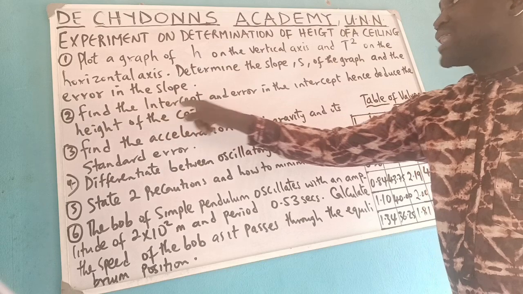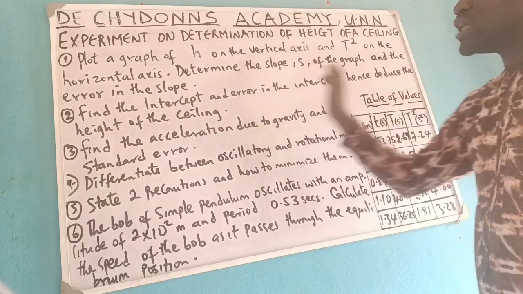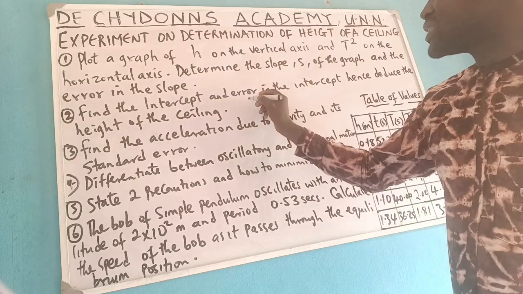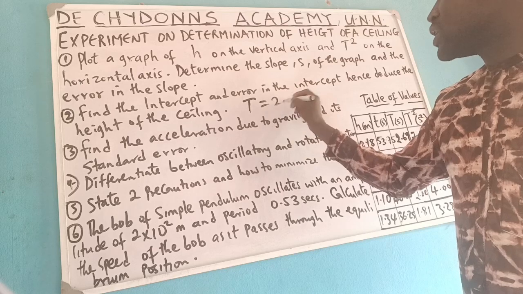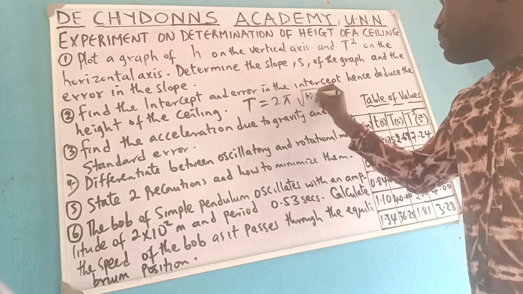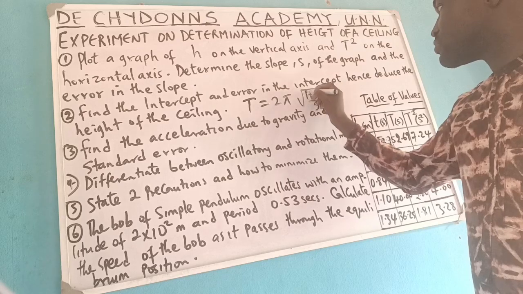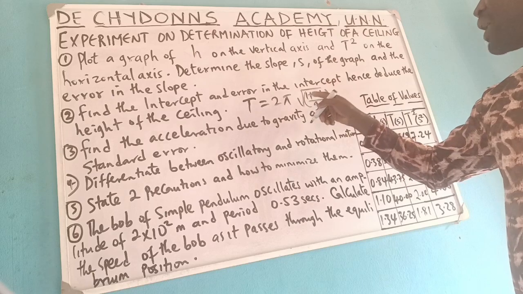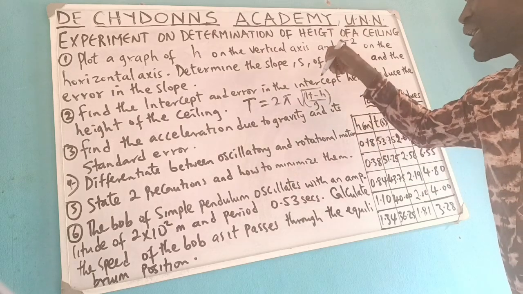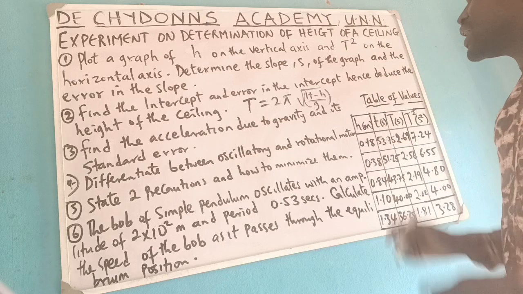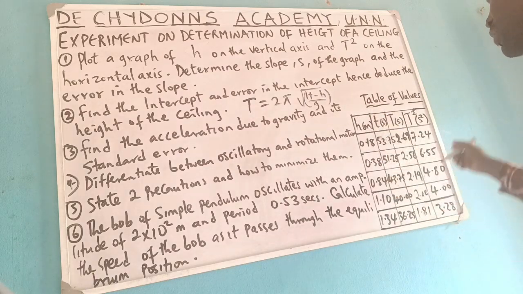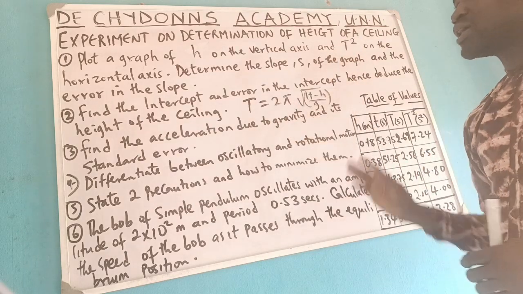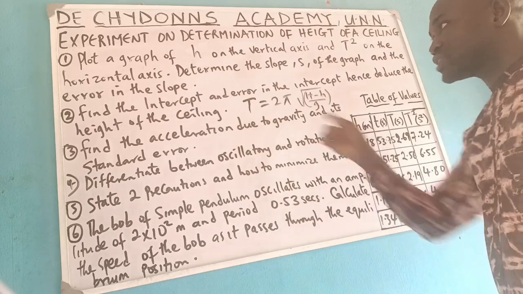While we are finding the intercept and error in the intercept, hence deducing the height of the ceiling, the information is coming from this formula: T equals 2 pi square root of capital H minus h over g, where capital H is the height of the ceiling and small h is what we plotted against T squared. So we need to have this in mind. So we are going into the graph plotting, hence answering the following questions. Let's go into the graph plotting.